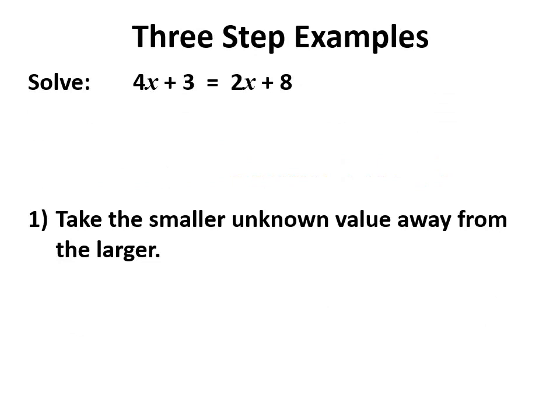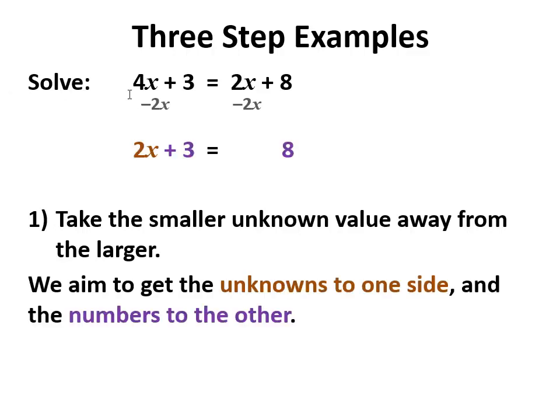We take an equation, 4x plus 3 equals 2x plus 8. We take the smaller unknown away from the larger. Well, there's 4x and 2x, so we take away the 2x. 4x minus 2x is 2x. The 3 has stayed where it is, and the 8 has stayed where it is, and the 2x is now gone because we've taken it away.